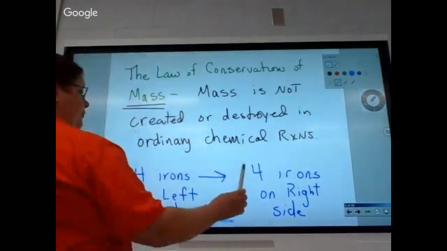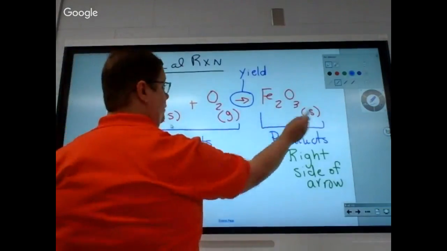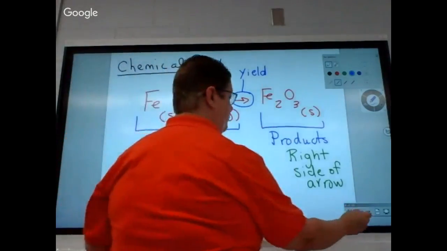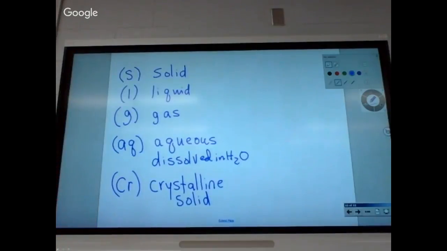Just let me go back for just a second. See how I wrote these in? You can see any of those that I just wrote at the bottom. Those are just states: solid, liquid, gas, aqueous, and then CR. You don't see CR very often.